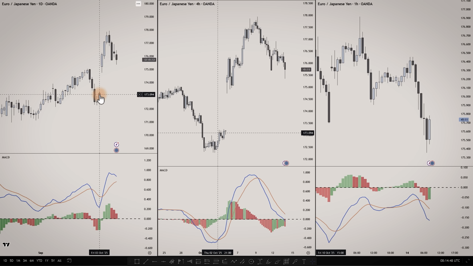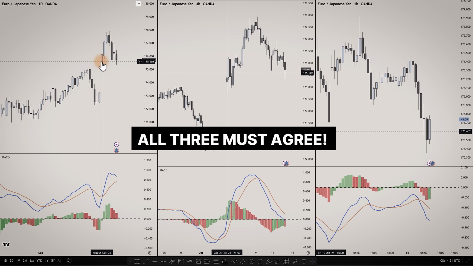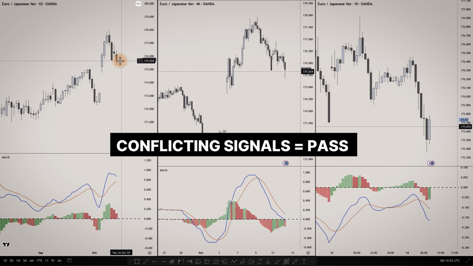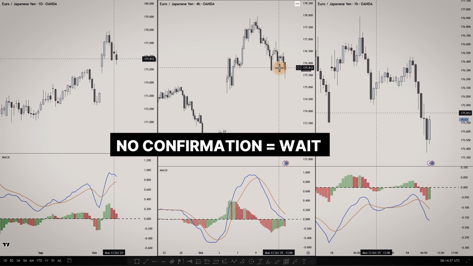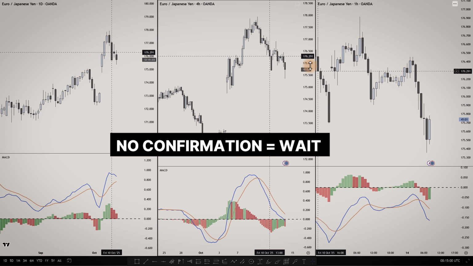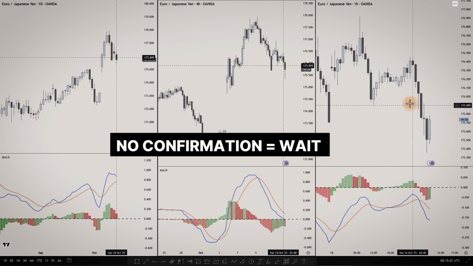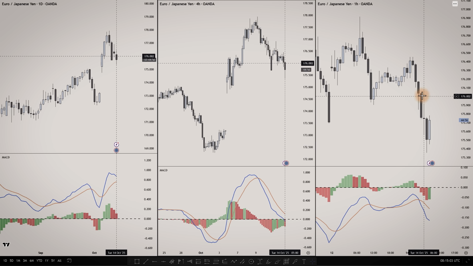The magic is that all 3 time frames must agree. If the daily is bullish, but the 4 hour is bearish, I pass. If the 4 hour has a signal, but the 1 hour doesn't confirm, I wait. You don't need to overcomplicate this.